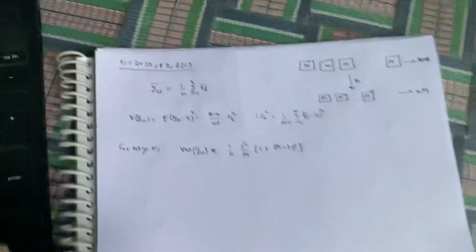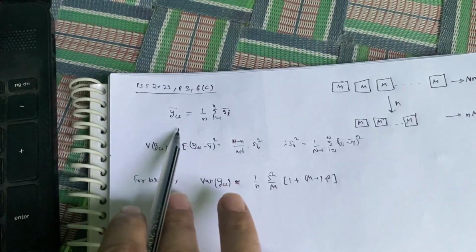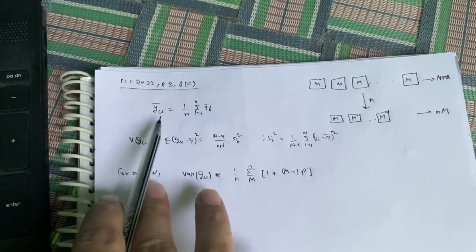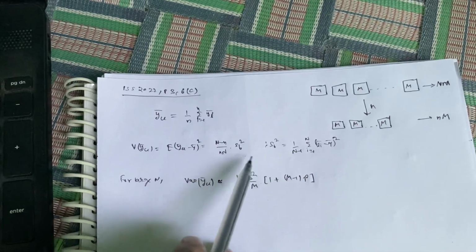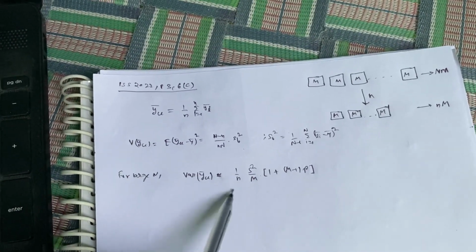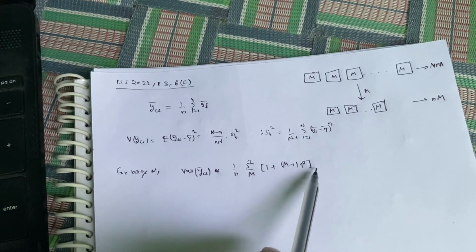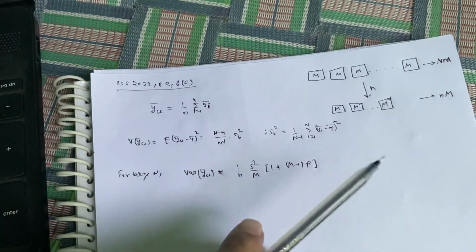Okay, so I'm not going to do the proof part. This is the estimator in case of cluster sampling, and this is the variance of the cluster sampling, and for large n this variance can also be written like this, where rho is the intra-class correlation, the intra-cluster correlation. So this is the first one that you need to do.